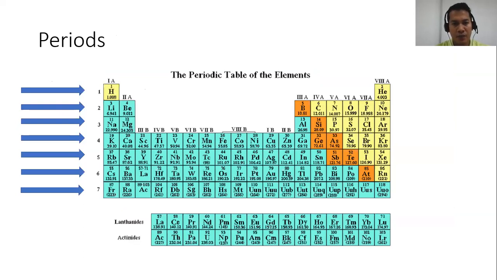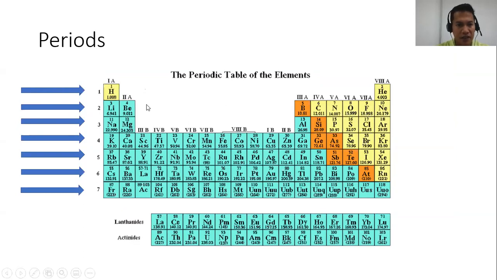So in your periodic table, you will see the numbers here: 1, 2, 3, 4, 5, 6, 7. When we are talking about periods, we are reading it horizontally, like this. Period 1 is hydrogen and helium. So horizontal, going this way. Period 2: lithium, beryllium, boron, carbon, nitrogen, oxygen, fluorine, neon.